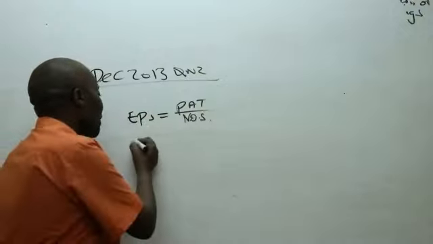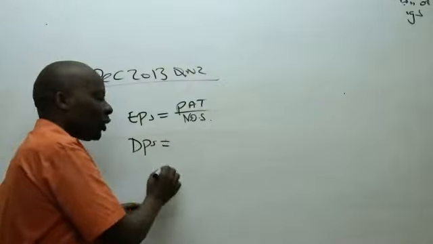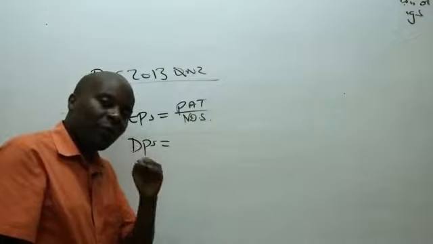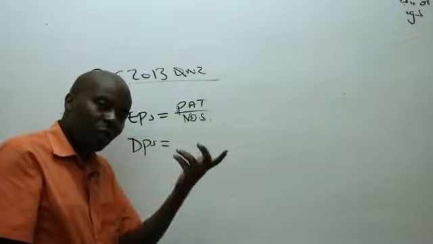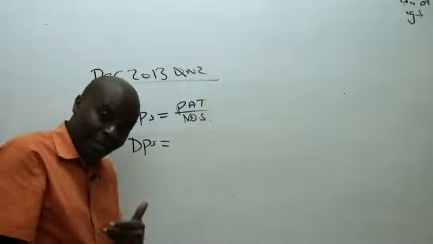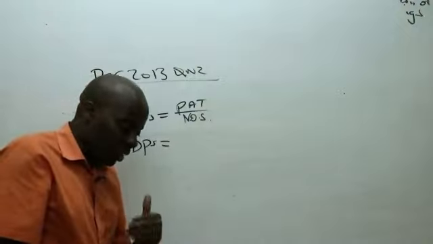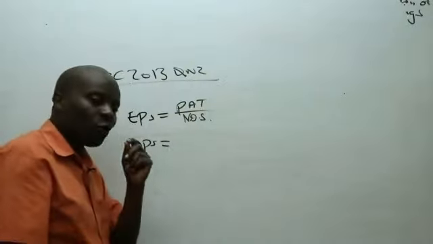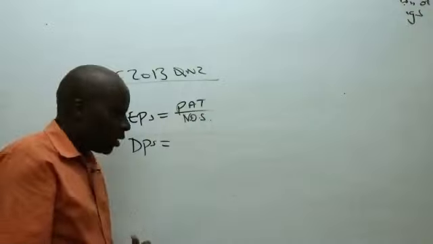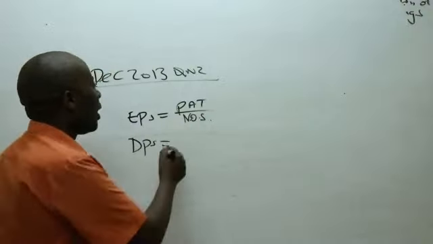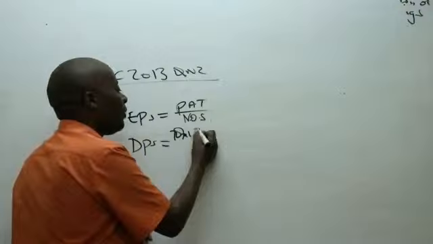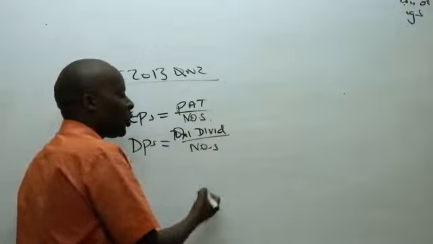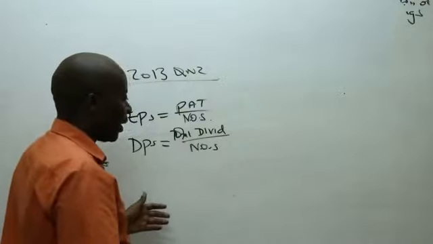How about dividends per share? Normally, if you have gotten a profit of 10 million, you can't dish out everything to the ordinary shareholders. You must retain something. Whatever you retain is what you subtract from what you have earned, to get the total dividends payable. So for the dividends per share, you take the total dividends and divide again by the number of ordinary shares.